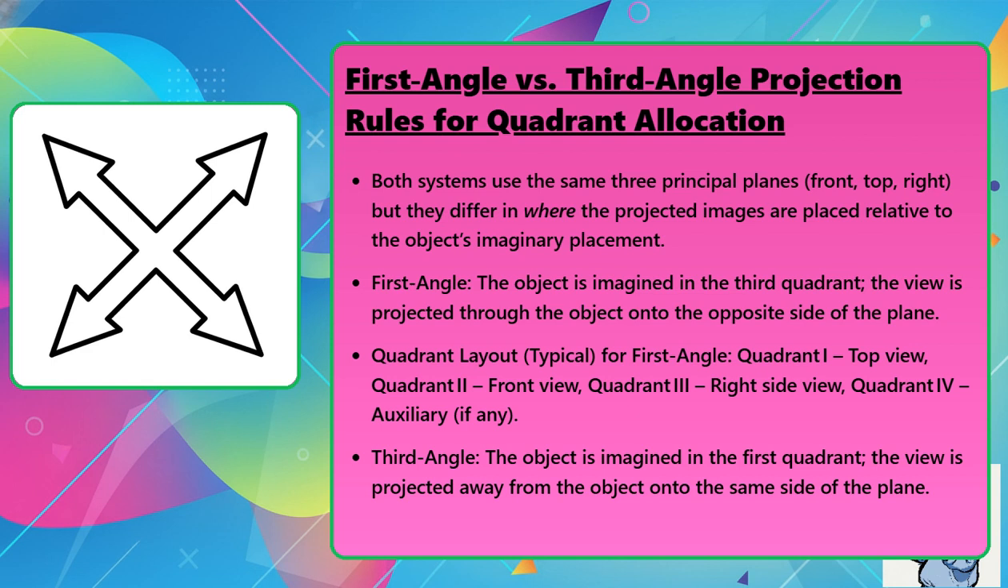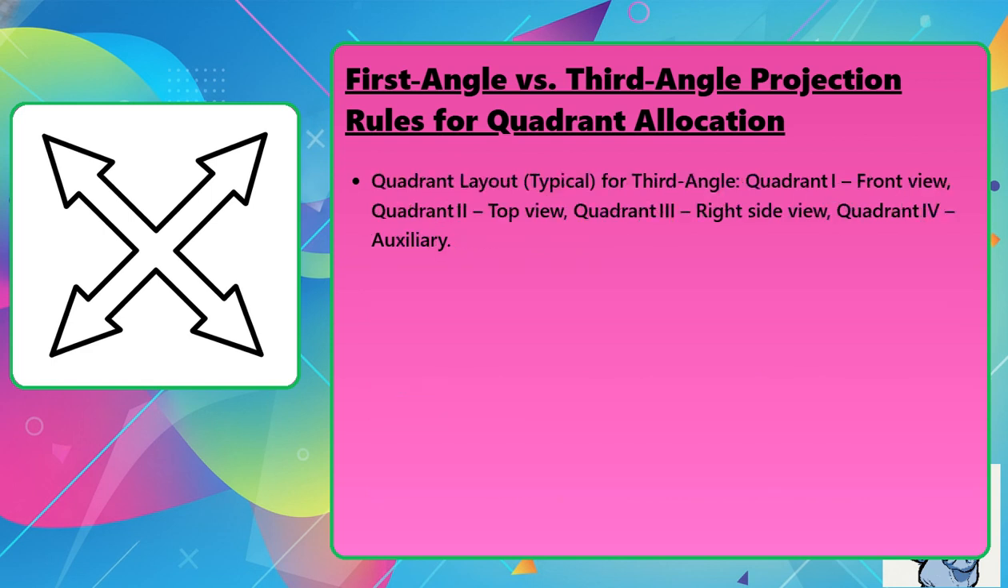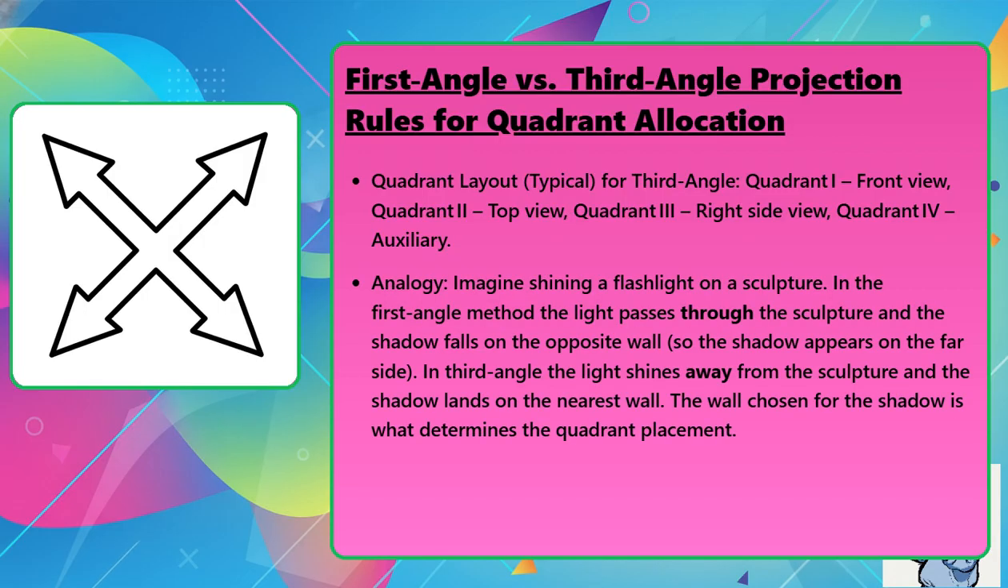Third angle: the object is imagined in the first quadrant. The view is projected away from the object onto the same side of the plane. Quadrant layout typical for third angle: Quadrant 1, front view; Quadrant 2, top view; Quadrant 3, right side view; Quadrant 4, auxiliary.